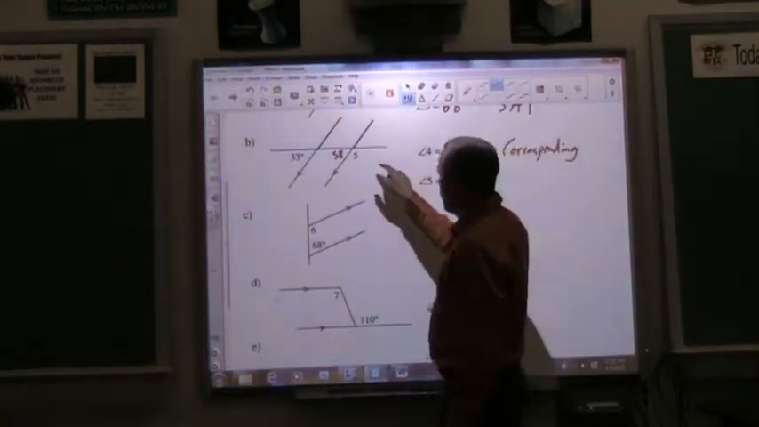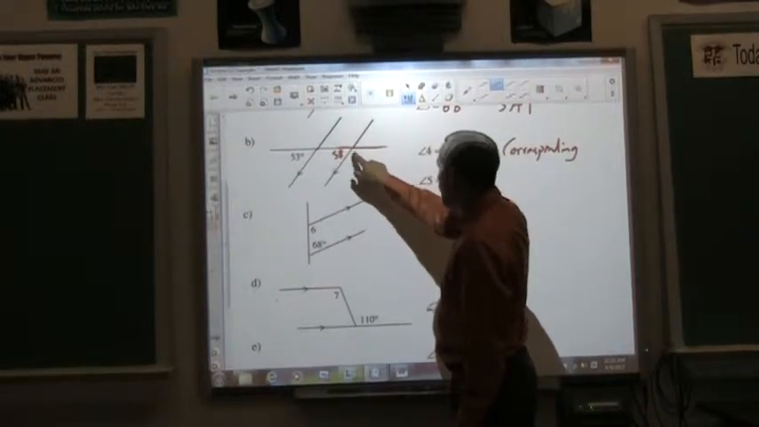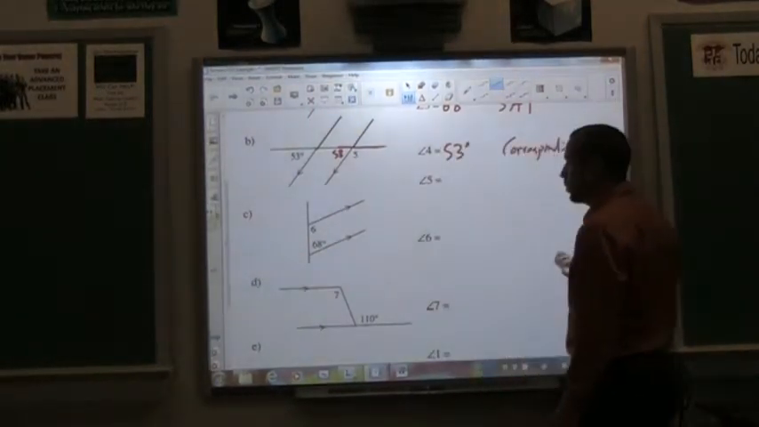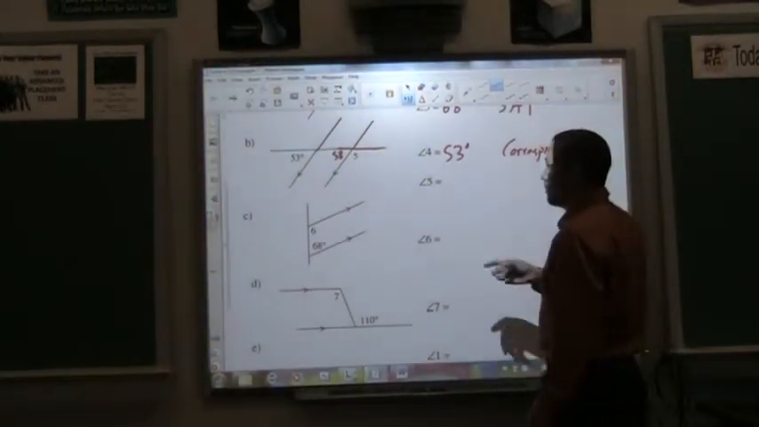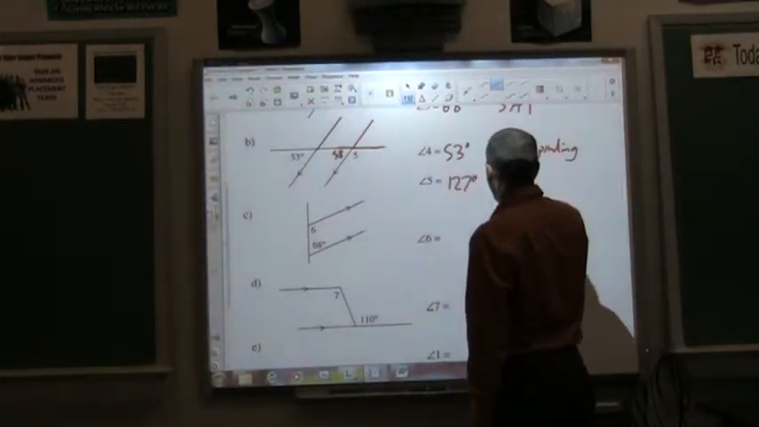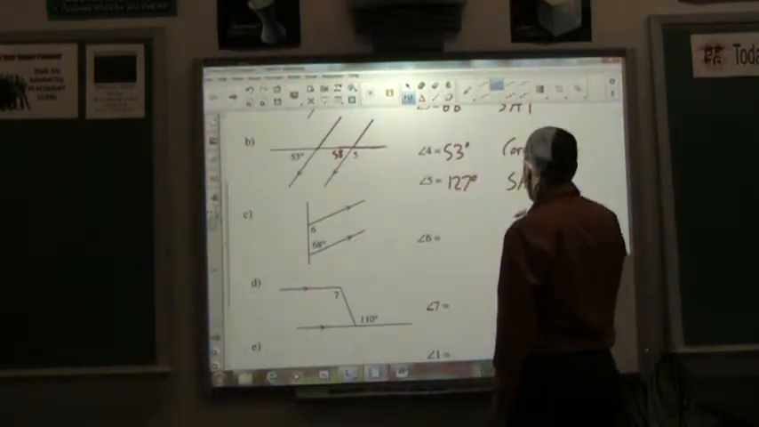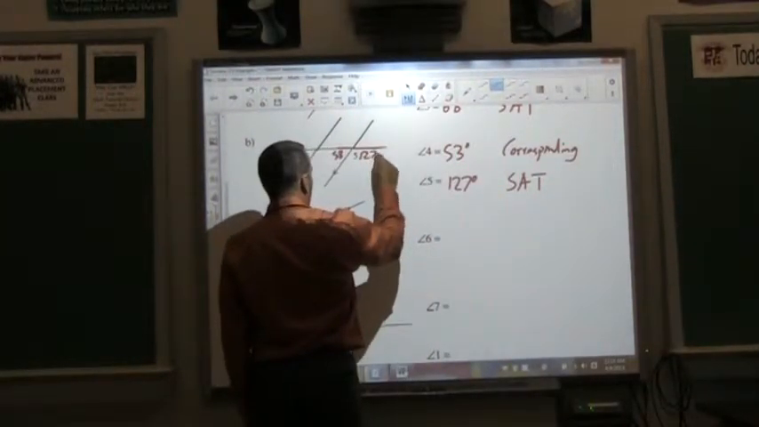Now angle 5, you'll notice once again, nice straight line, cut in 2 halves by angle 4 and angle 5, so that total has to be 180 degrees. So 180 minus 53 leaves you with 127 degrees. We use the straight line or supplementary angle theorem there, and there we go.